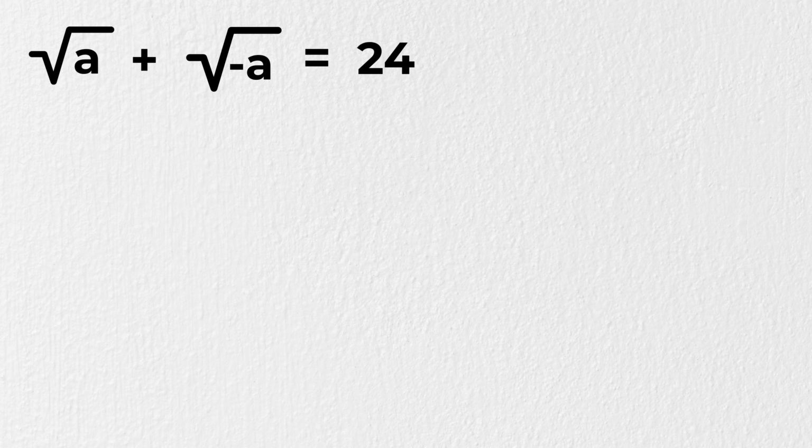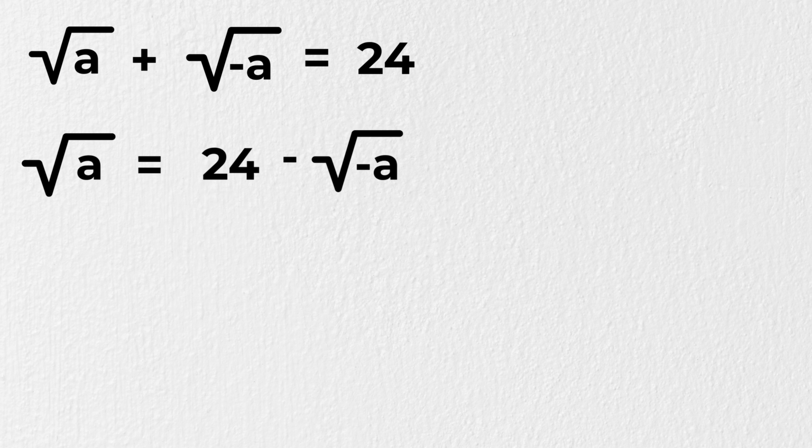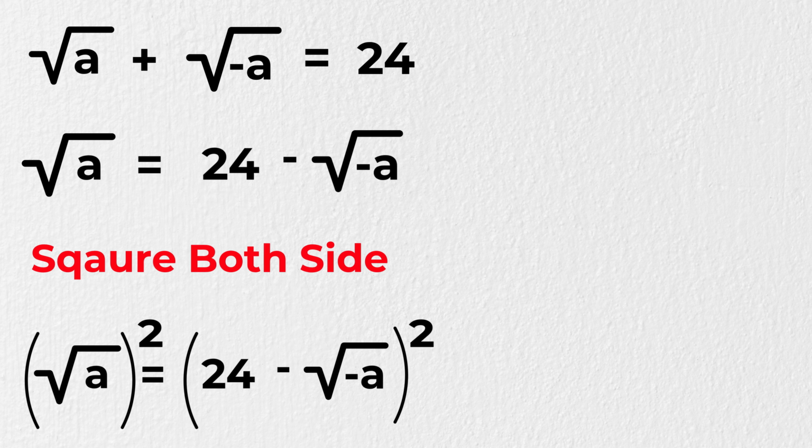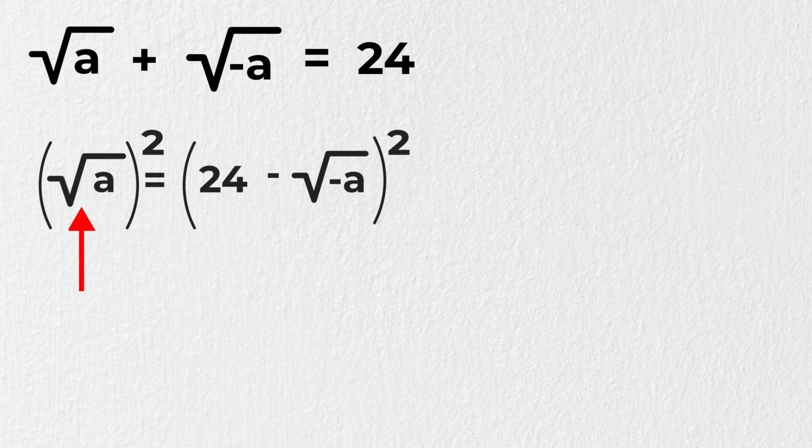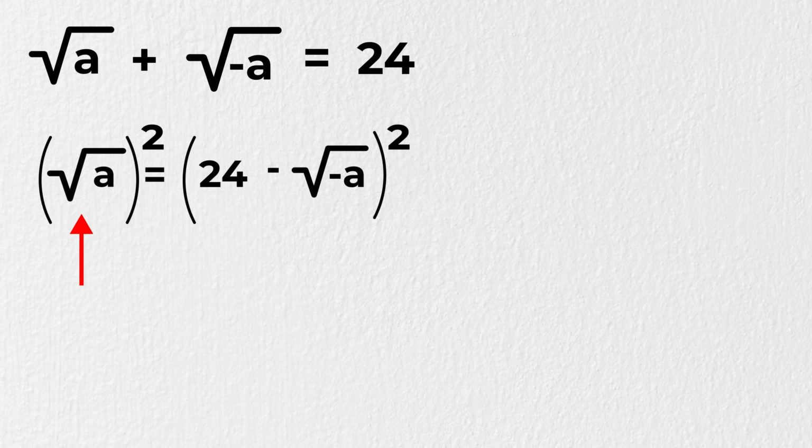Okay, as a first step, take the square root of minus a to the right-hand side to get the square root of a equals 24 minus the square root of minus a. Now, in order to eliminate the square roots and get an equation that we can actually solve, we will square both sides of this equation. On the left-hand side, squaring the square root of a simply gives a.